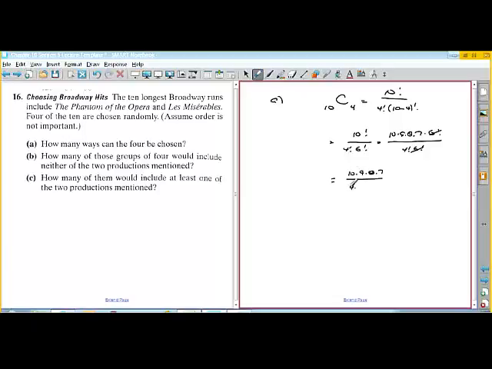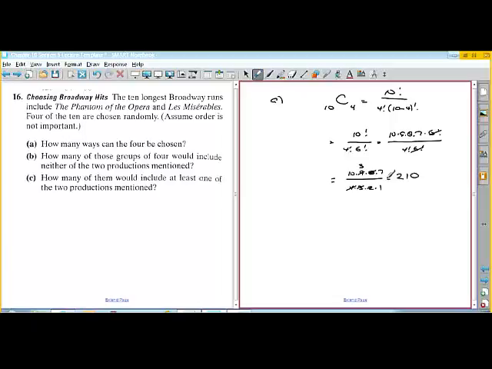So I have 10 times 9 times 8 times 7 divided by 4 times 3 times 2 times 1. And since I don't have my calculator, I'm going to do as much simplification as I can. 4 times 2 is 8, so I can cancel those out. And 9 divided by 3 is 3, so I get 210. So there are 210 different 4-show groups that I can come up with.